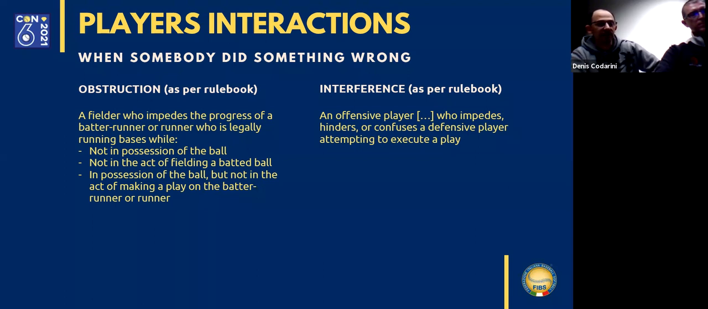This is done while not in possession of the ball, not in the act of fielding a batted ball, or in possession of the ball but in the act of making a play on the base runner. Meanwhile, interference, as per the rulebook, takes place when an offensive player impedes, hinders, or confuses a defensive player attempting to make a play on a batted ball hit by the batter.